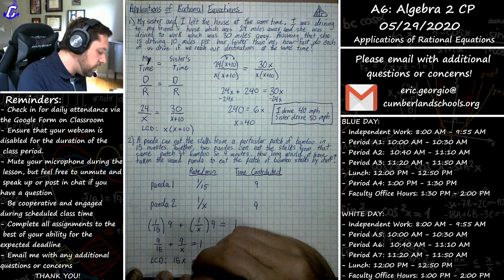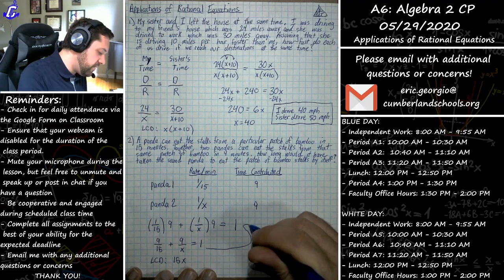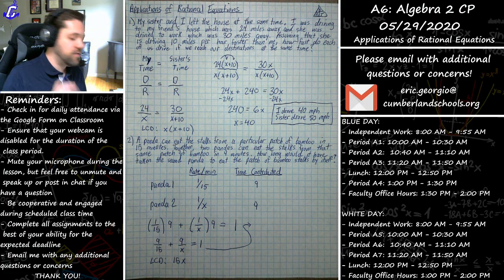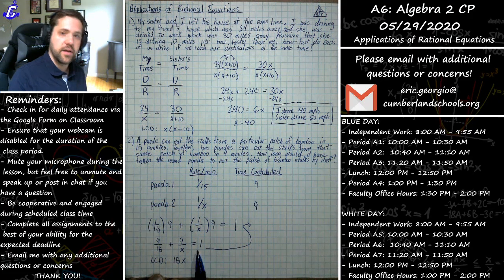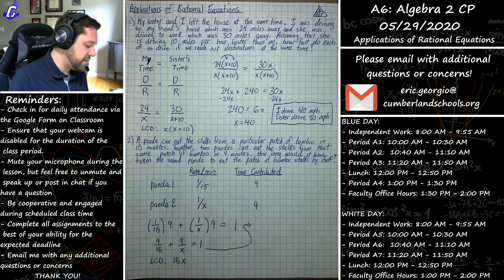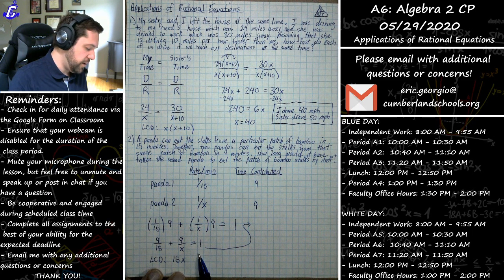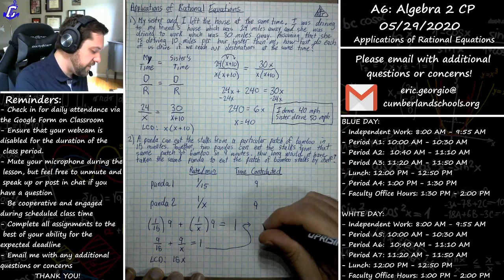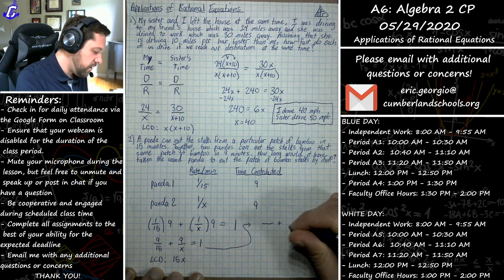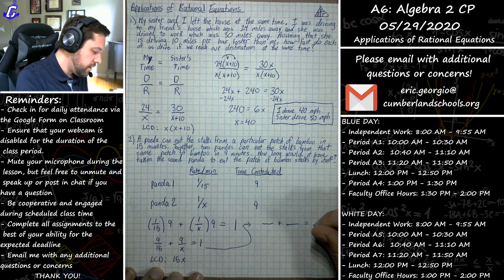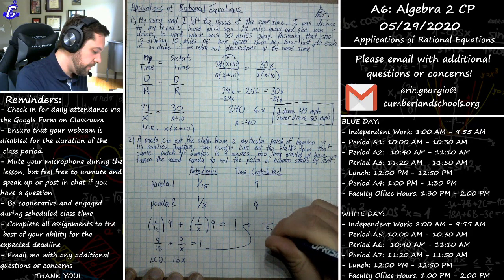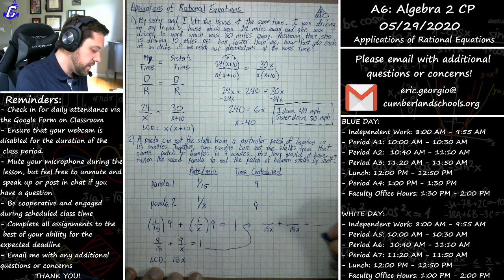Now, the most common mistake that students make with these types of problems is forgetting to convert the 1. Please, please, please do not forget to convert this extra floating 1 over here. The least common denominator is 15x. We need to convert all 3 denominators: 15x here, 15x here, 15x here.